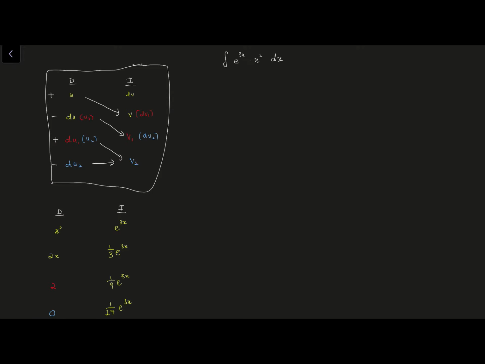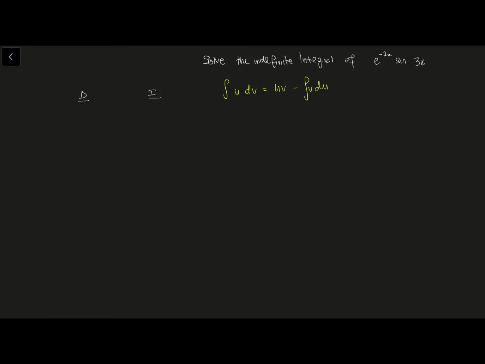We can now add our alternating positive and negative signs and proceed with the product of diagonals. As you can see, as our last row involves a 0, multiplying horizontally or diagonally to the integral of 1/27 e to the power of 3x will give us 0. So our final answer will be positive x squared over 3 times e to the power of 3x minus 2 over 9 x times e to the power of 3x plus 2 over 27 e to the power of 3x plus a constant.